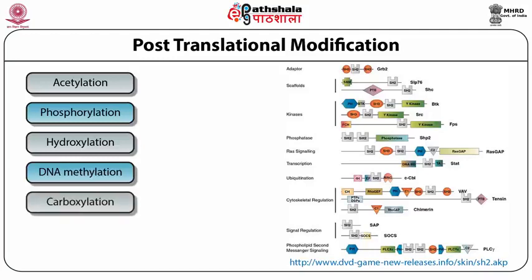Now come to the carboxylation process. In this process, carboxylation in biochemistry is a post-translational modification of glutamate residue to gamma-carboxyglutamate in proteins. It occurs primarily in proteins involved in the blood clotting cascades. This modification is required for these proteins to function.